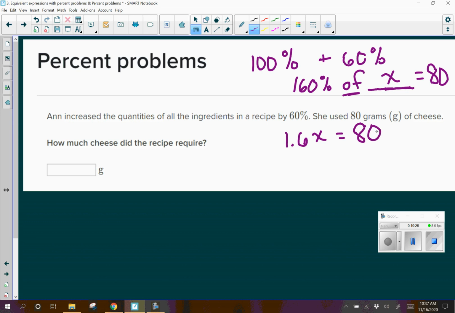Well, how do I get my variable by itself? I would divide through by 1.6, and on your calculators, go ahead and divide 80 by 1.6, and that gives us our answer, which is x equals 50 grams.